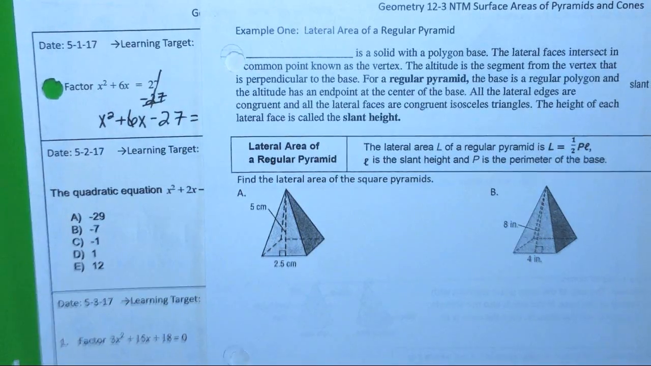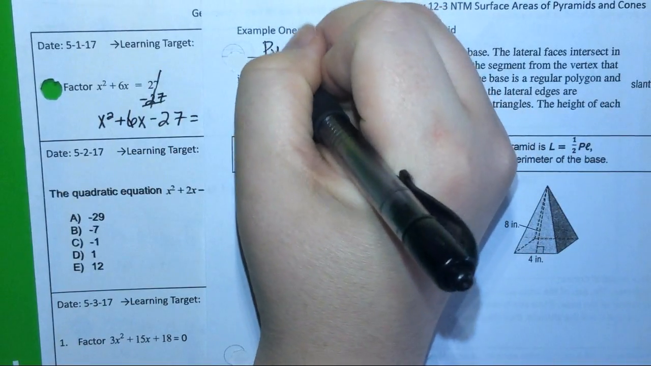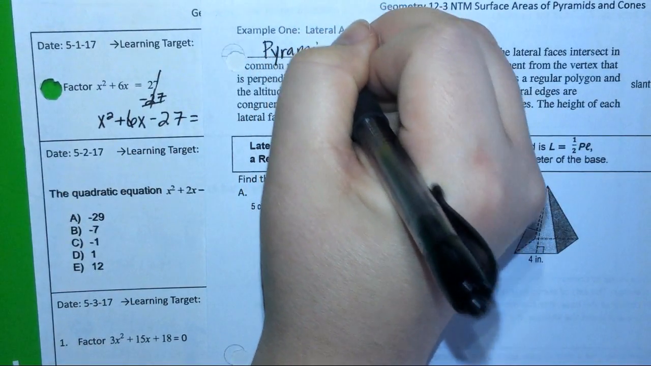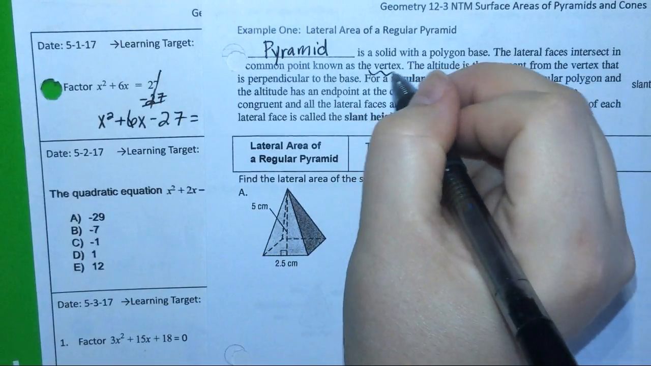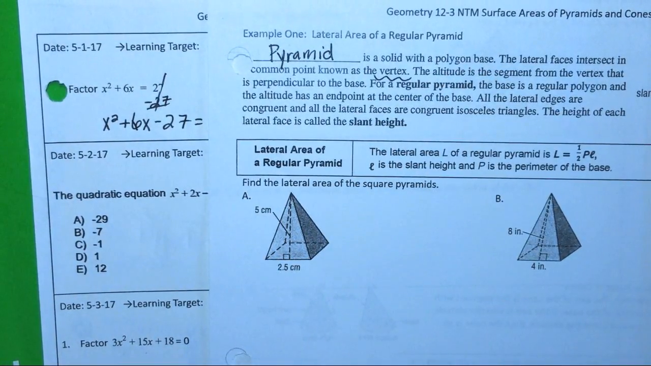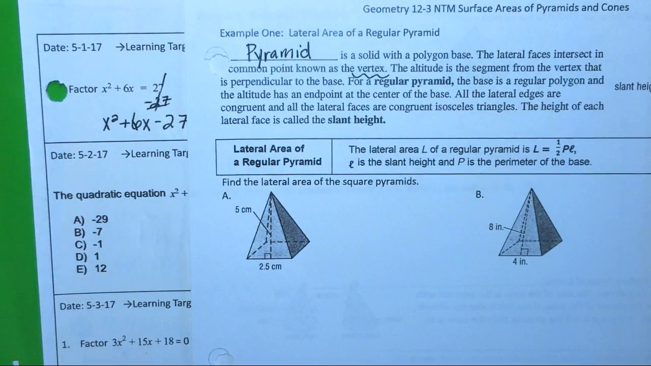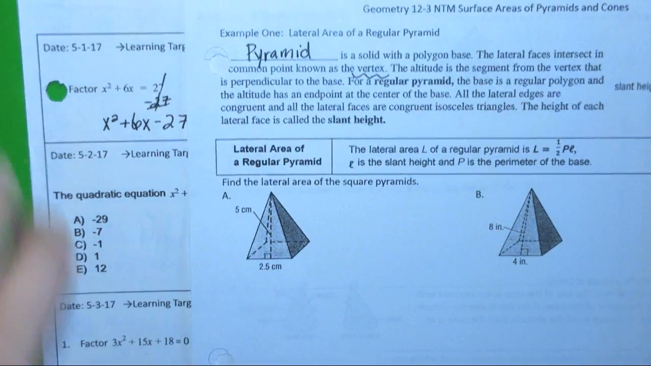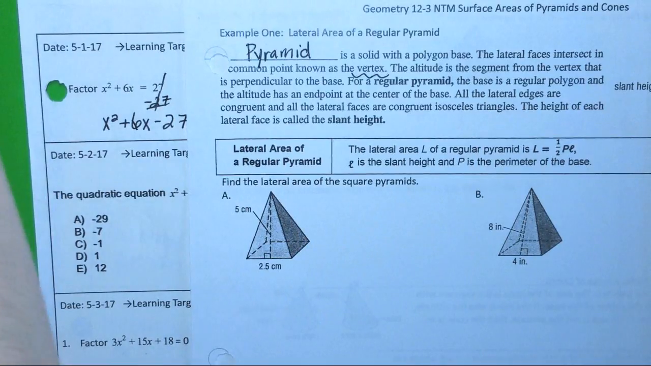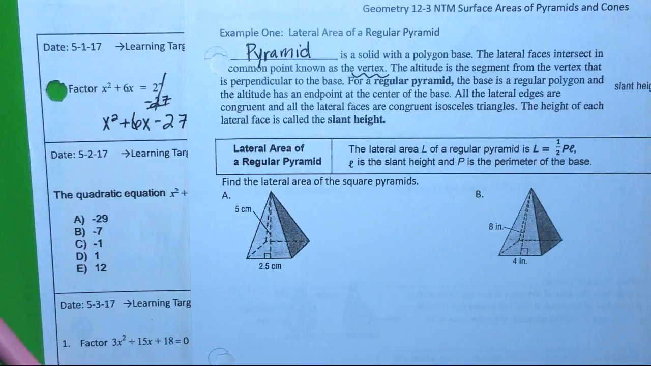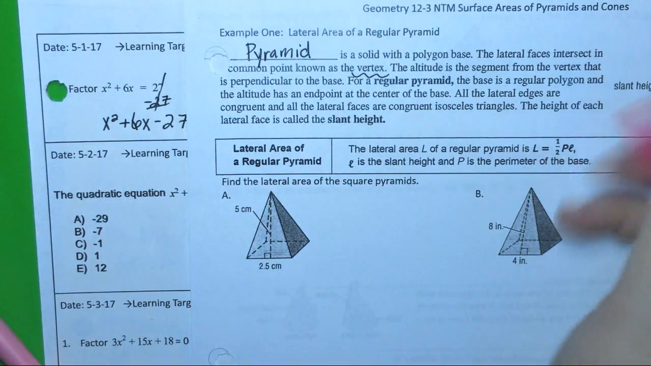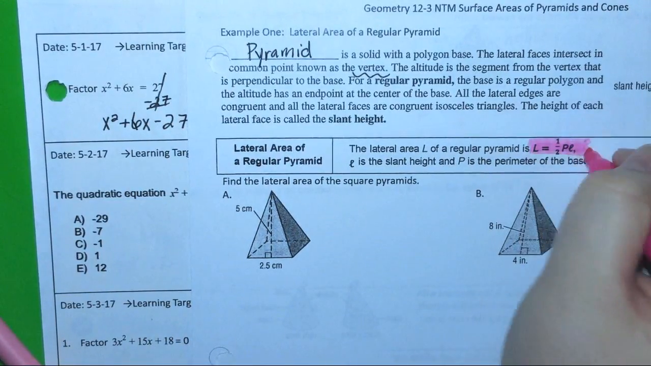Let's see. The first blank is pyramid, because we're talking about pyramids today. If you want to read a description of a pyramid about, like Ayana said, it has a common point called a vertex. If you want to read that whole description, you can. Otherwise, I am going to summarize for you. We, again, have two formulas, one for lateral, one for surface. The lateral formula is 1/2 PL.